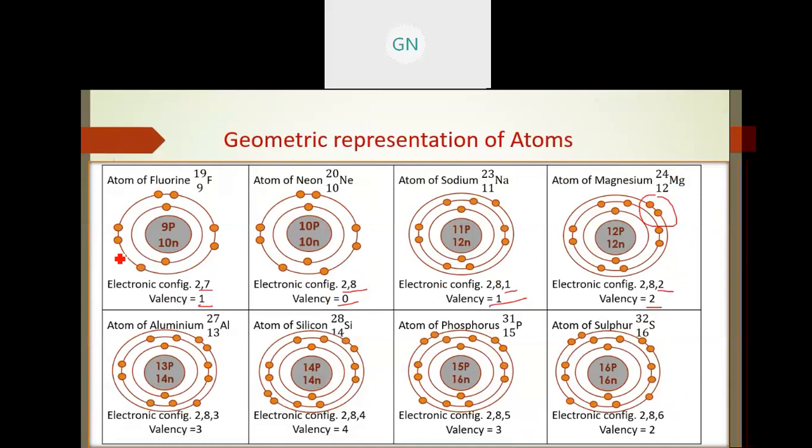Magnesium 2, 8, 2. Valency is 2. Outermost shell electrons 2. And aluminum 13, atomic number, 2, 8, 3. So the outermost shell has 3, so 3 is the valency. And silicon 14, 2, 8, 4. So the outermost shell electrons are 4. So valency is 4.